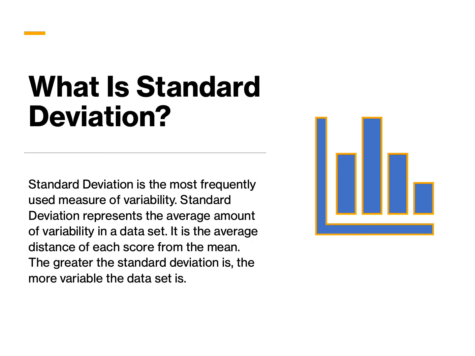Standard deviation is the most frequently used measure of variability. It represents the average amount of variability in a data set. It is the average distance of each score from the mean. The greater the standard deviation, the more variable the data set is.